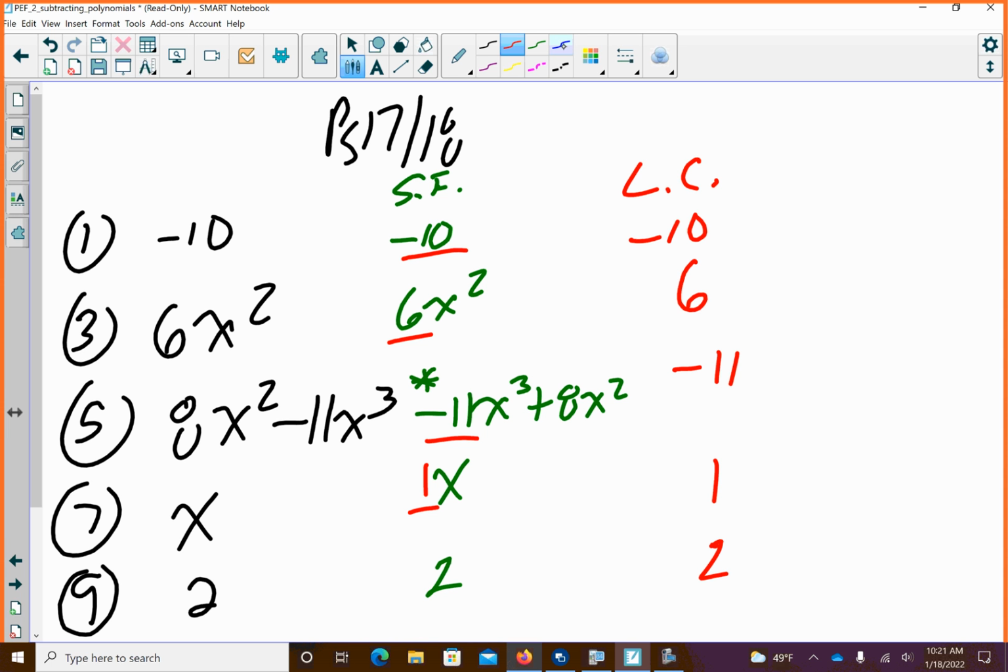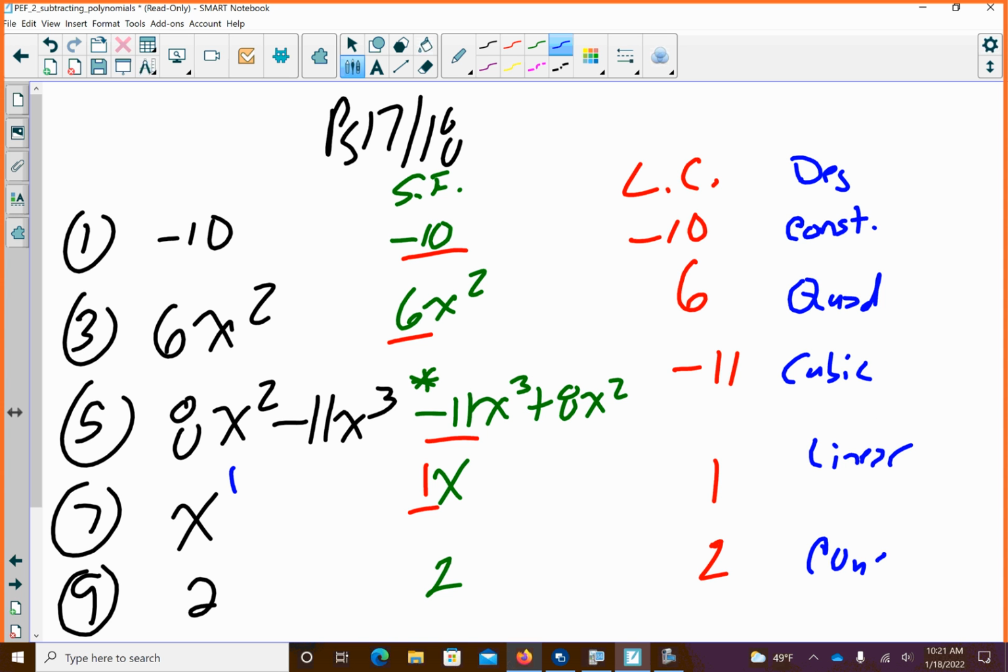Name by degree. So just the number 10 is constant. And then name by degree, it's second degree, so it's quadratic. Number 5 is to the third, so it's cubic. And number 7, x is to the first power, so this is linear. And then just the number 2 is, again, constant.